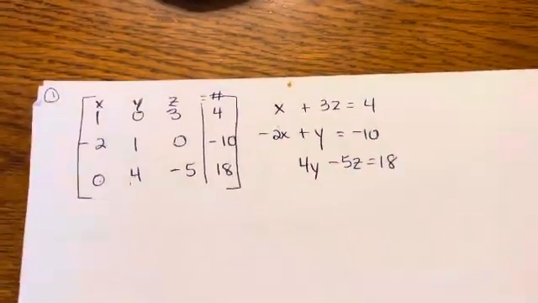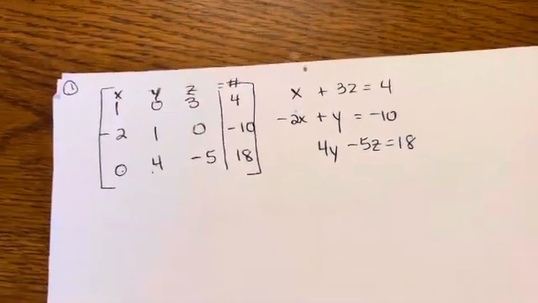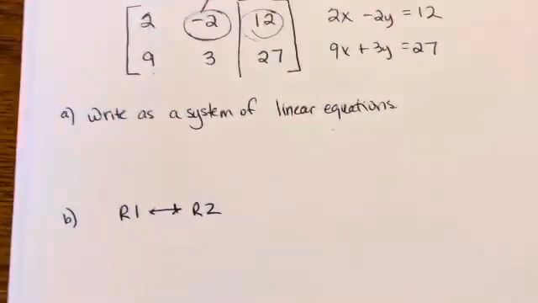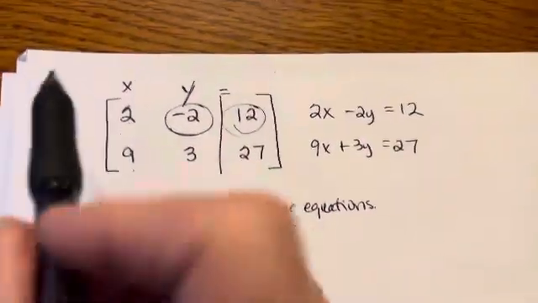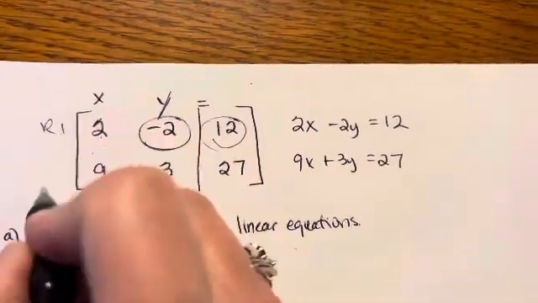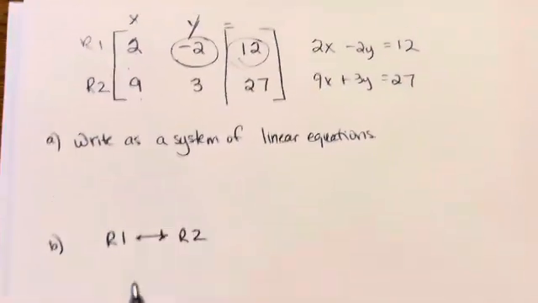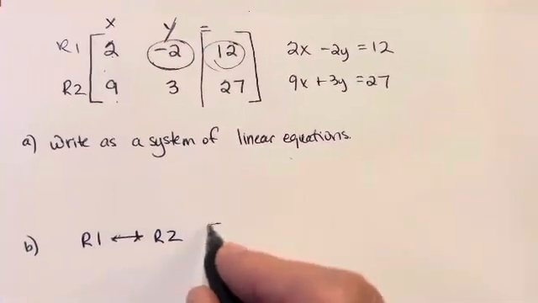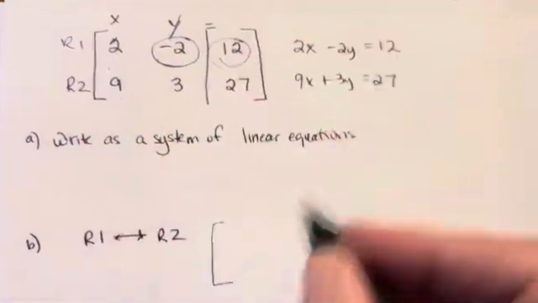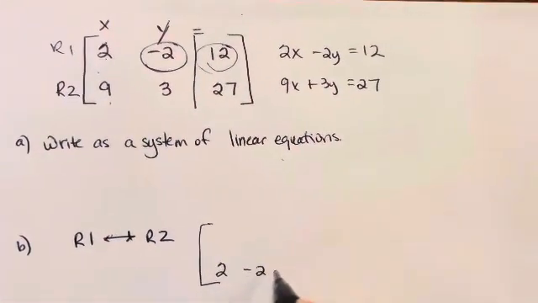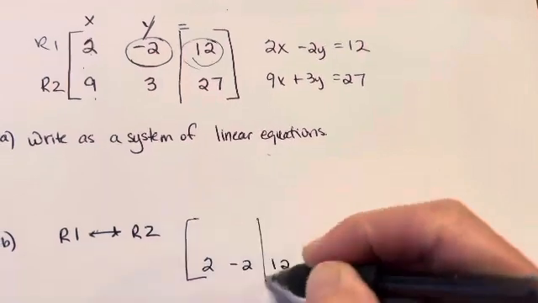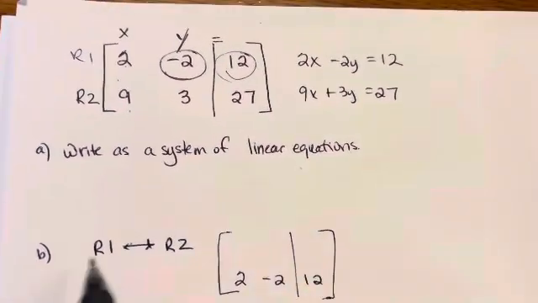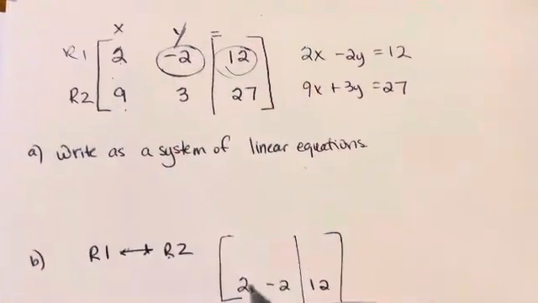Okay, so that's how you write them as a system of linear equations. I also noticed on your homework, they want you to get used to what this means. This right here is your row 1, and this is your row 2. Notice this double arrow, they want you to switch those two. So instead of row 1 being up here, we would put row 1 down here, and I'll put row 2 on the top. So I just swapped them.